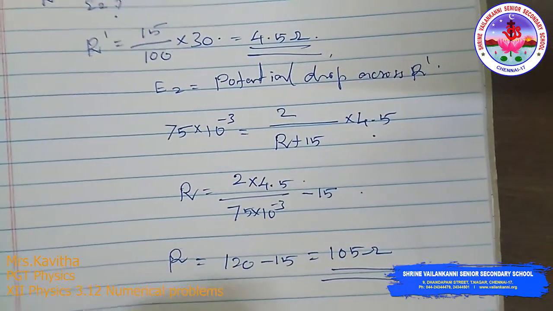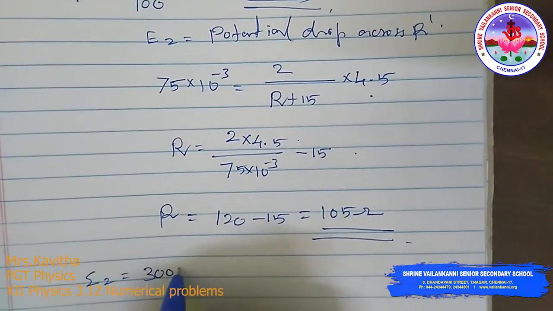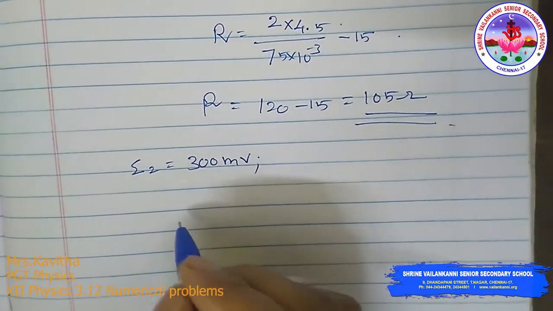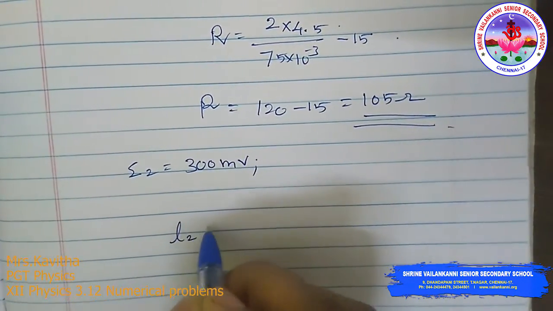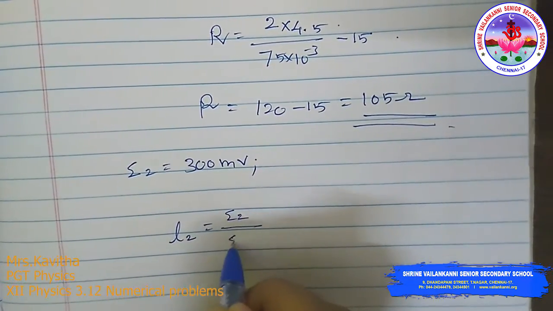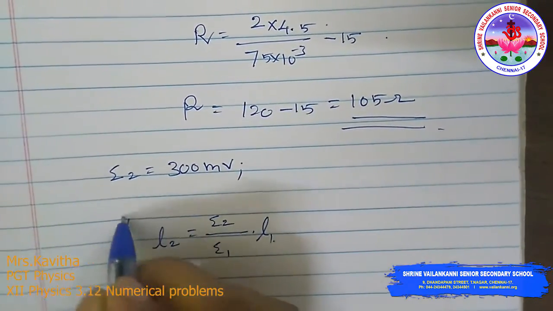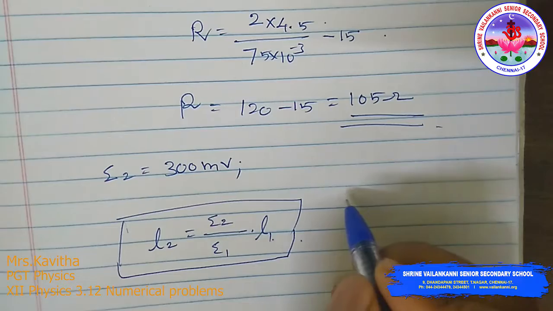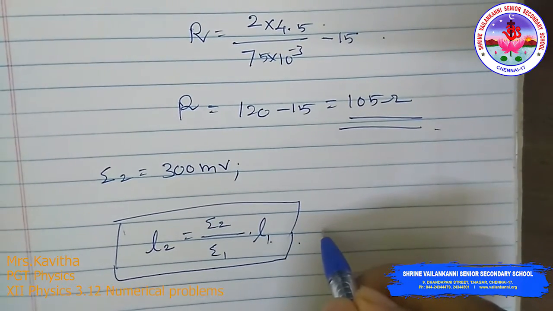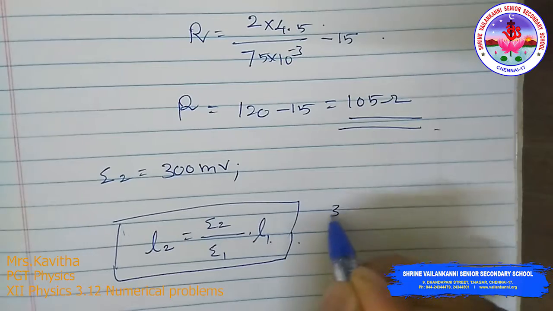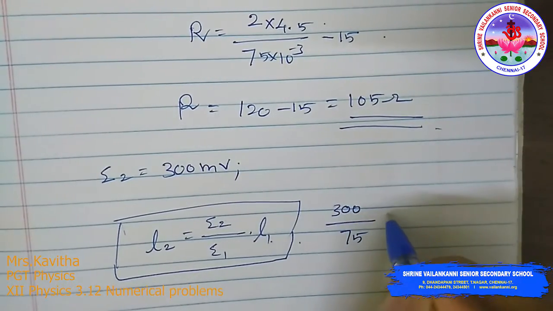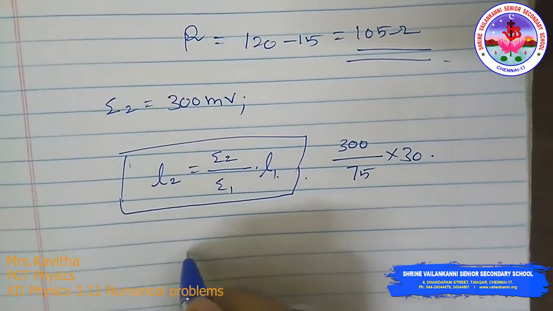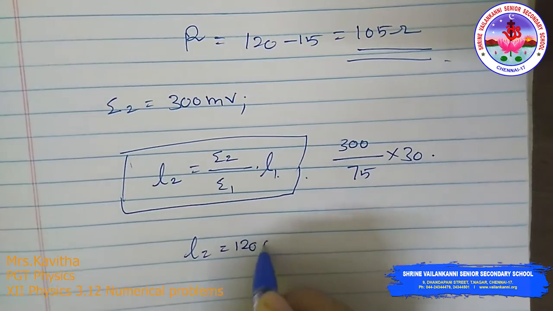For the E2 value, 300 millivolt is given. So the balancing length is given by the formula L2 is equal to E2 by E1 into L1. So this is the balancing length for two different cells. Now L2 is equal to E2, which is 300, by 75 into L1, which is 30 they have given. Simplifying this, you will get the value of L2 equal to 120 centimeter.